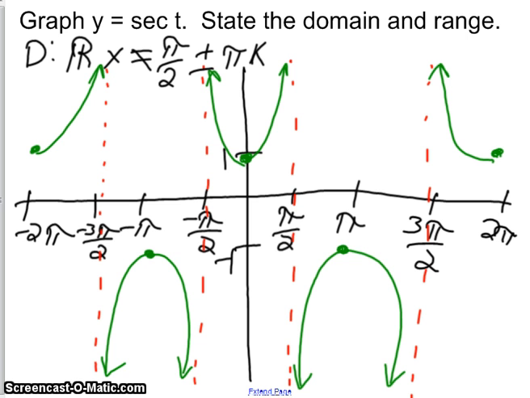That's the domain: all real numbers except the odd multiples of pi over 2, and there's the arithmetic sequence way of writing it. What is that x right there? x cannot be equal to. Oh, my fault, okay. Now we're going to do range, which is y.